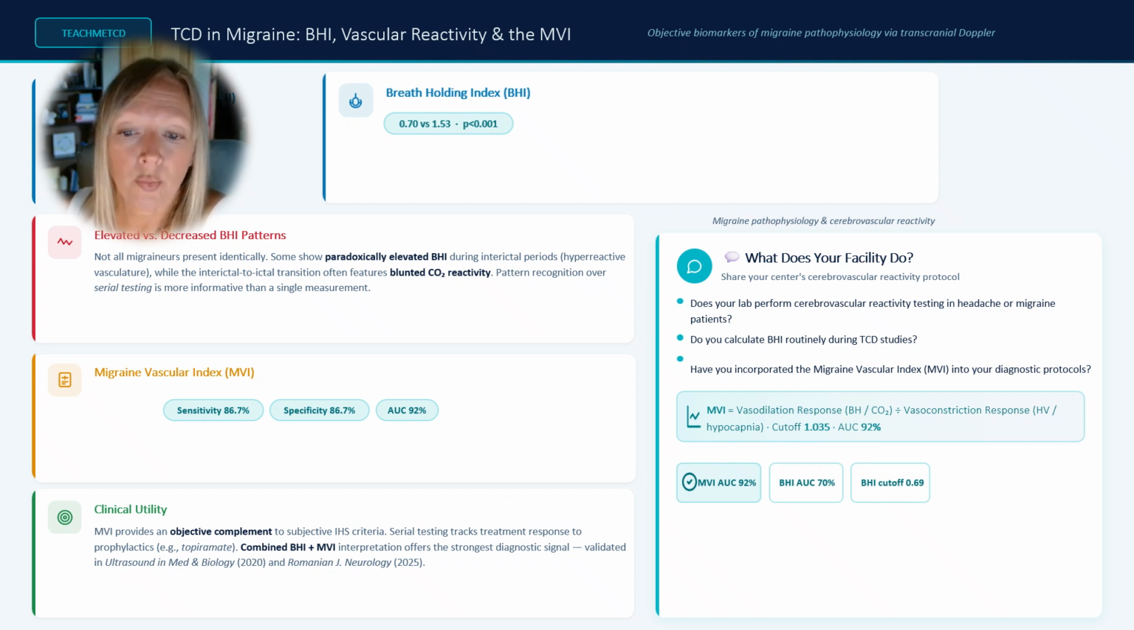Does your lab incorporate the migraine vascular index? This is doing your breath hold with your baseline before breath hold, your change in mean velocity with breath hold, and then doing some hyperventilation and seeing the change after the hyperventilation is performed. This is your migraine vascular index. Is this used, and how accurate does your facility find it? There are many different variations in performing TCD, and if we can do TCD for migraine, how can we improve this process?